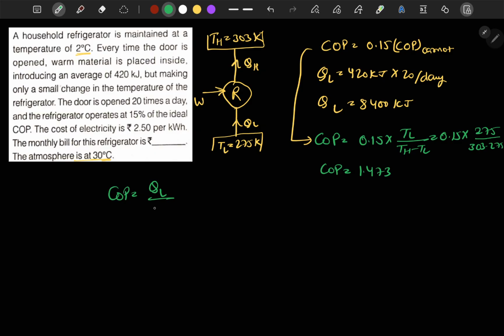Okay, energy input is work done. So from here we get our work done value is equal to QL upon COP, and this is our QL value 8400. So we get 8400 divided by 1.473. So from here we will get W is equal to 5701.6 kilojoule per day. So this is the work input to the refrigerator per day.